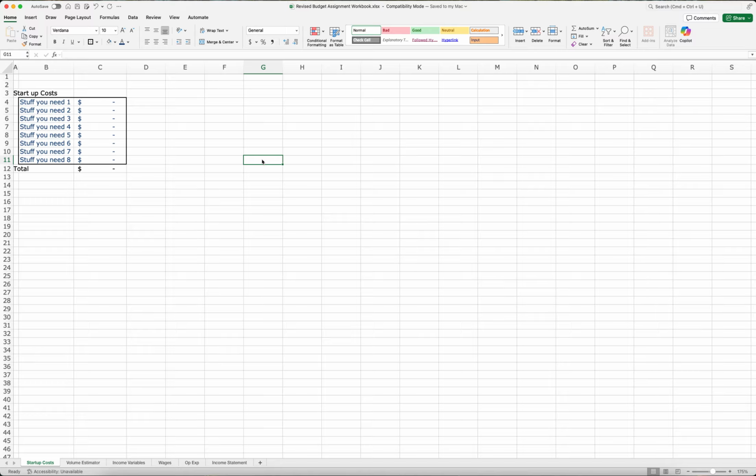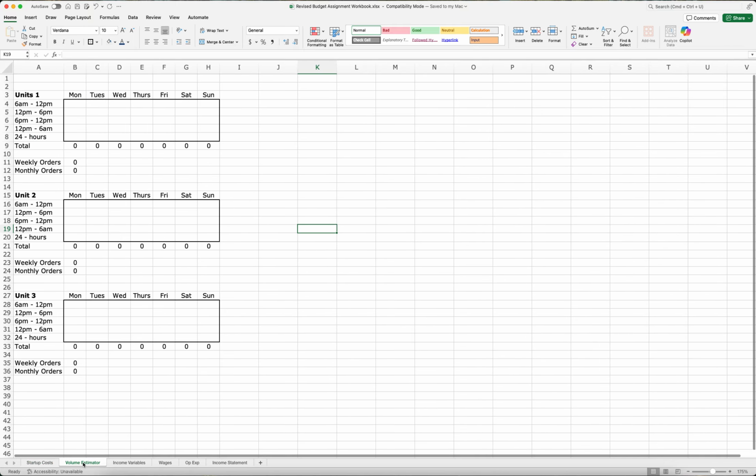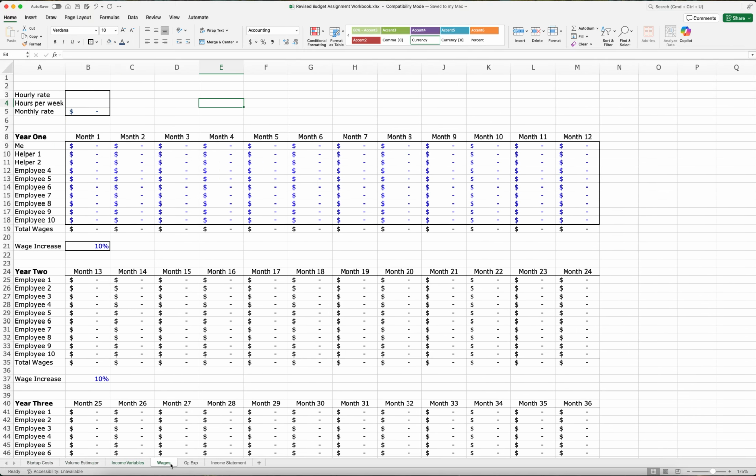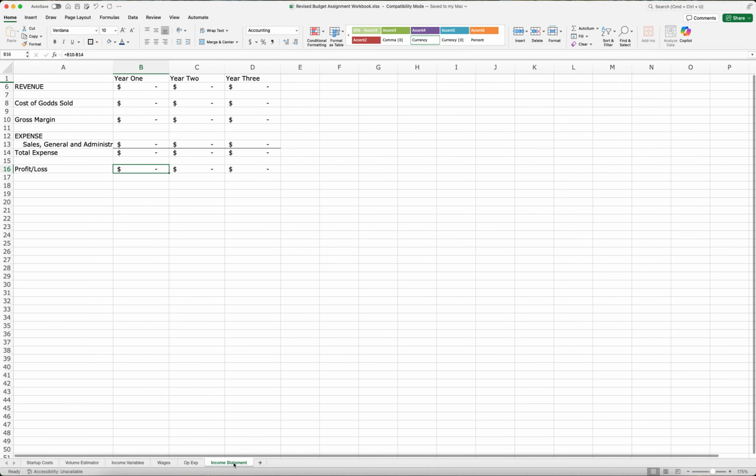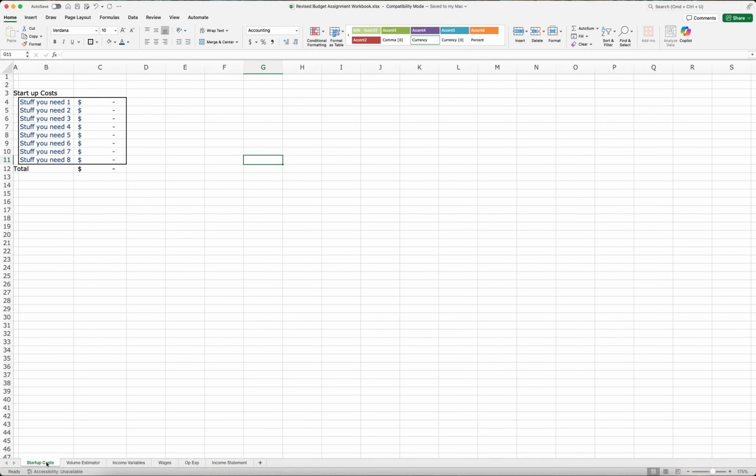Pretty easy. Regardless of the software you use, it's important to note that there are a number of tabs here at the bottom that I'm clicking. You see my mouse right here. I am clicking all of these tabs. So the first tab we're going to start with is startup costs. Literally, what do you need in order to get the doors open?